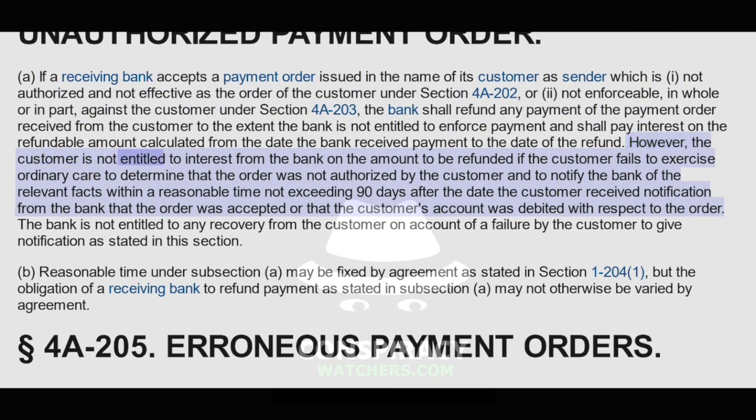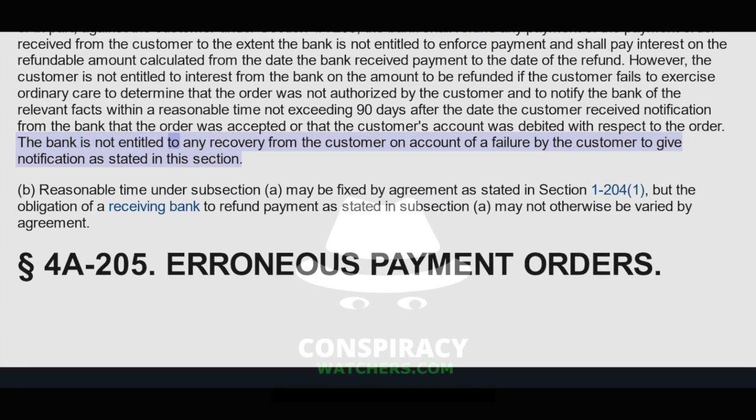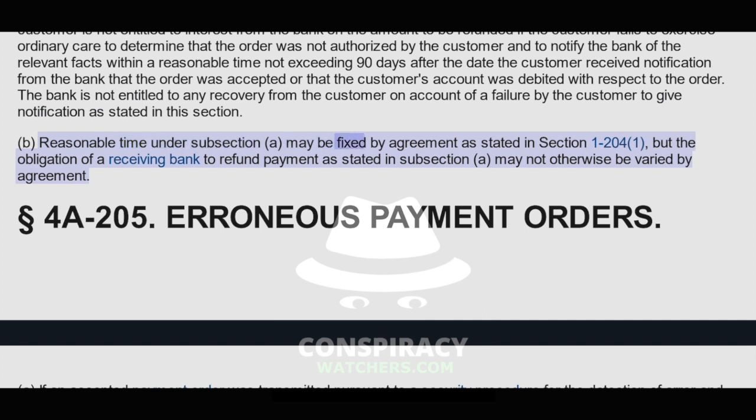However, the customer is not entitled to interest from the bank on the amount to be refunded if the customer fails to exercise ordinary care to determine that the order was not authorized by the customer and to notify the bank of the relevant facts within a reasonable time not exceeding 90 days after the date the customer received notification from the bank that the order was accepted or that the customer's account was debited with respect to the order. The bank is not entitled to any recovery from the customer on account of a failure by the customer to give notification as stated in this section. Reasonable time under subsection may be fixed by agreement as stated in Section 1-204, but the obligation of a receiving bank to refund payment as stated in subsection may not otherwise be varied by agreement.